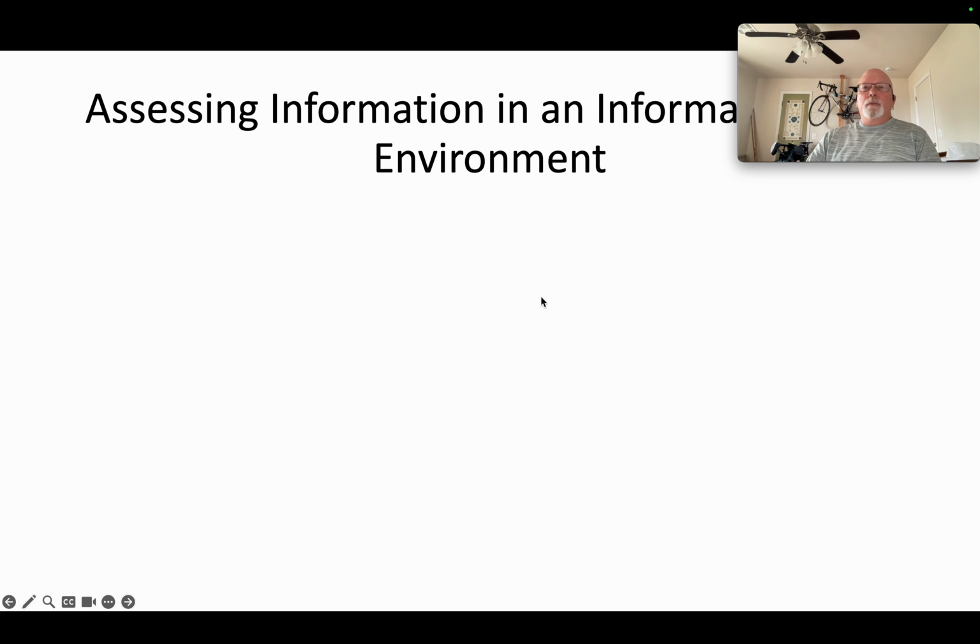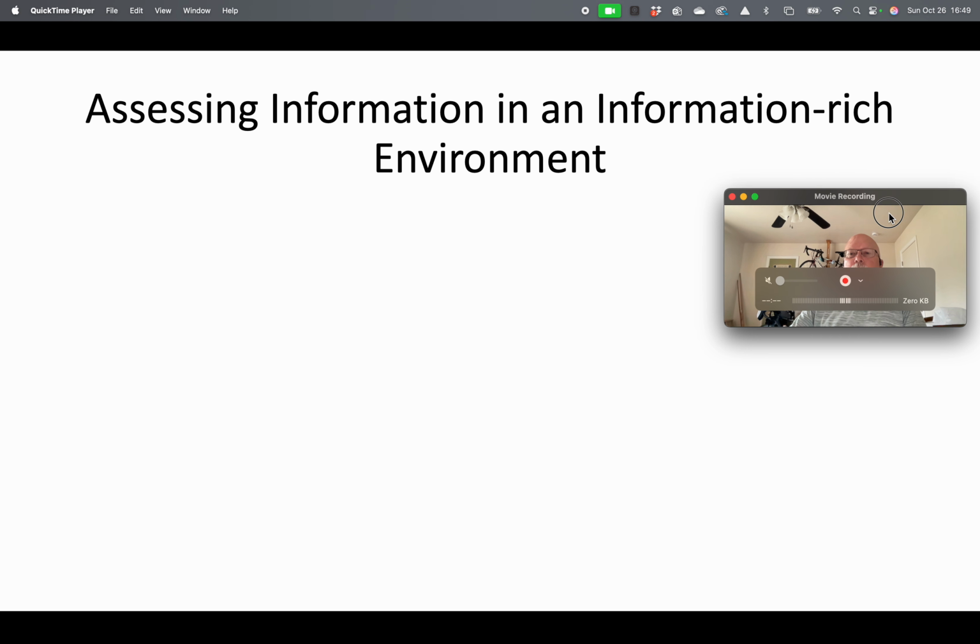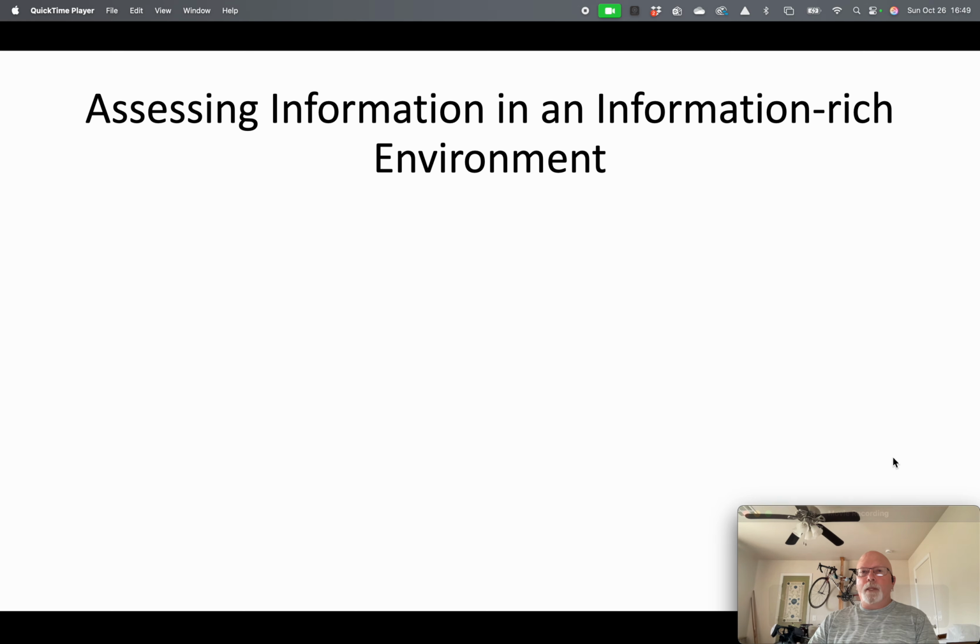So this comes to the next part and the last thing that I want to talk about, which is how we assess information in an information-rich environment. We live in an environment where there is tons of information. And one of my goals in having you think about COVID-19 in a scientific way is that you'll be better equipped to think about the next pandemic that comes down the pike. And there will be another one.